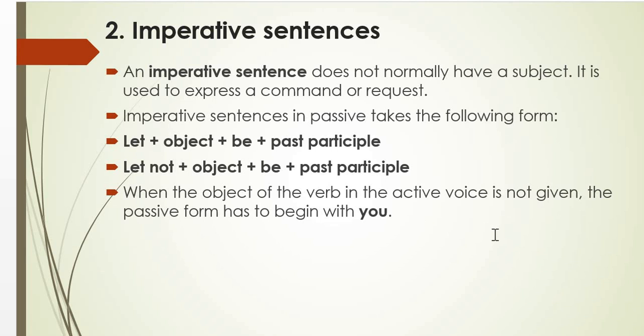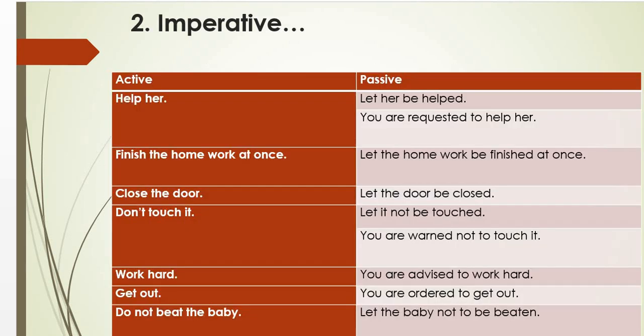When the object of the verb in the active voice is not given, the passive form has to begin with you. Let's see some examples of it. Help her. As you have seen here, her is an object, so let her be helped. Or, you are requested to help her. Finish the homework at once. Let the homework be finished at once. Close the door. Let the door be closed.